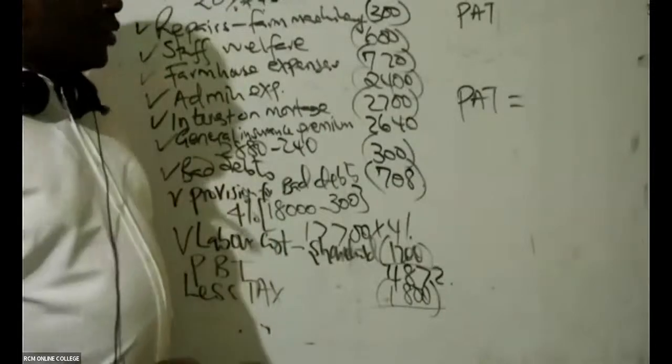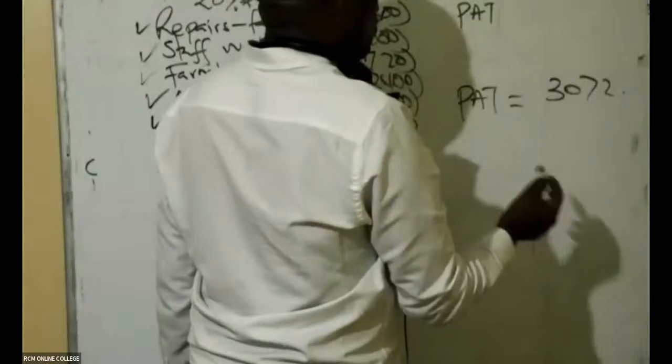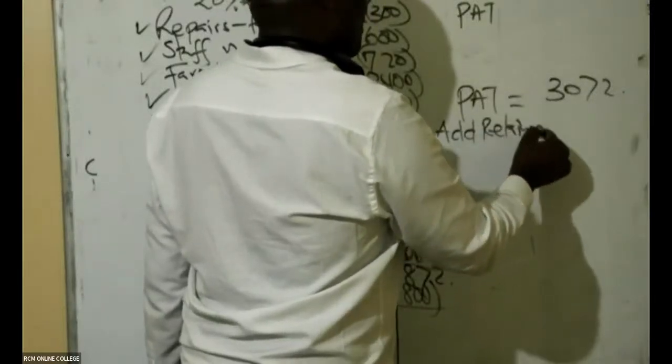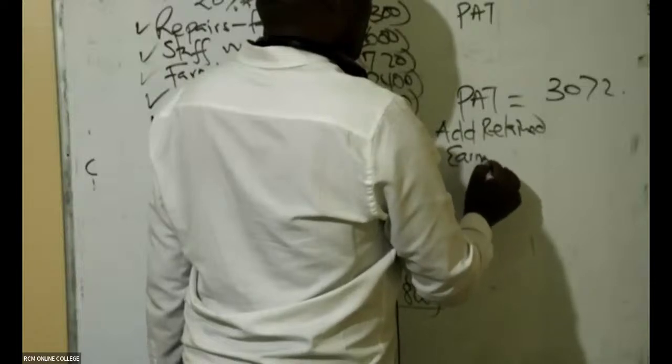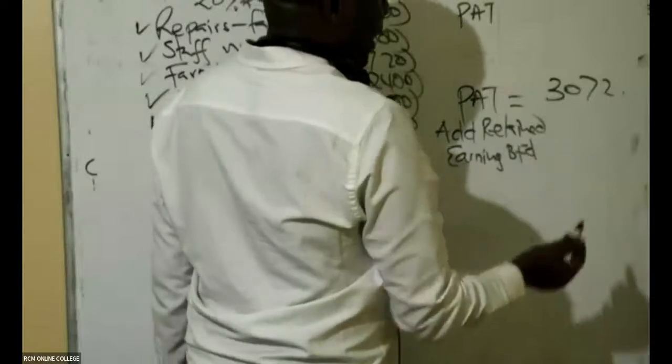Yeah, 3072. Once you get profit for the year, now we have the profit carried forward. Come and add retained earnings brought forward, so that you can be able to take it to the balance sheet.